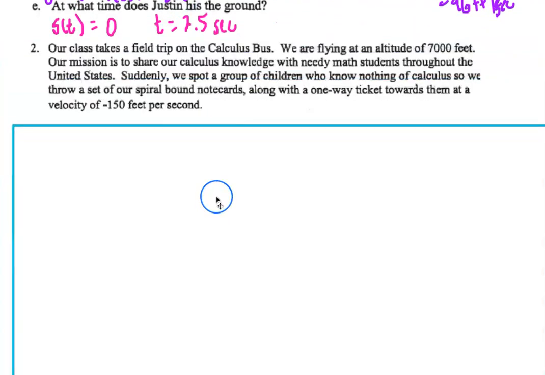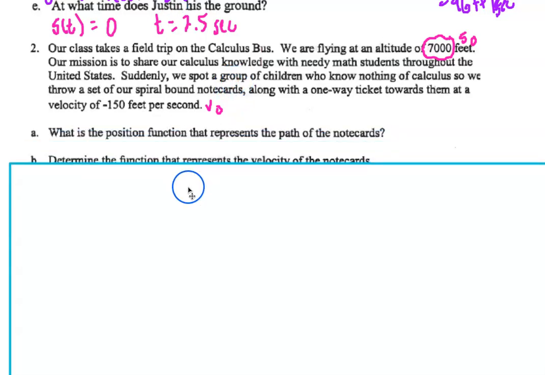So for problem number 2, our class takes a field trip on the calculus bus. We are flying at an altitude of 7,000 feet. That is our initial position, S sub 0. Our mission is to share our calculus knowledge with the needy math students throughout the United States. Suddenly we spot a group of children who know nothing of calculus, so we throw a set of spiral-bound note cards along with a one-way ticket to get on the bus towards them at a velocity of negative 150 feet per second. That is our initial velocity.